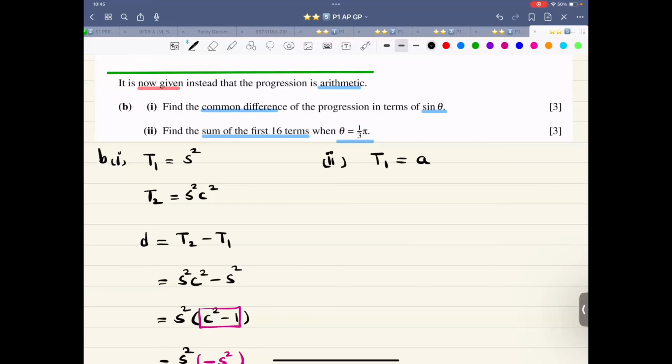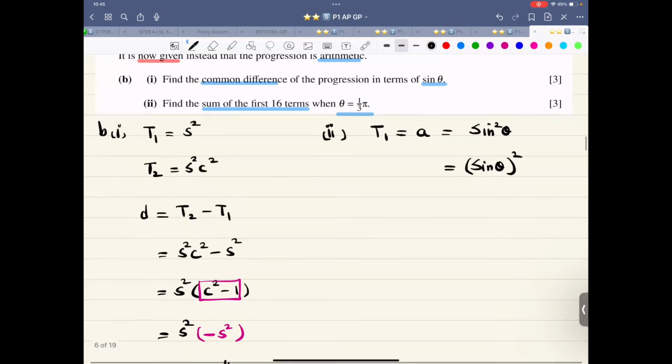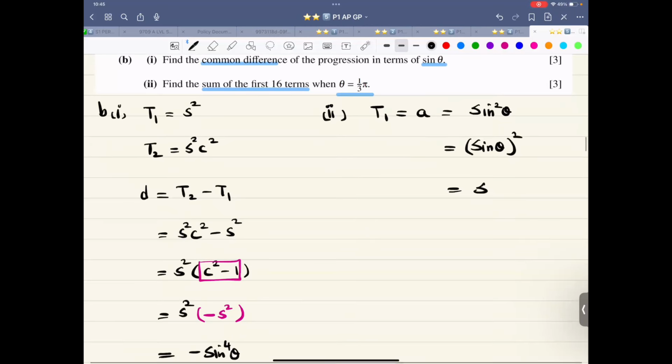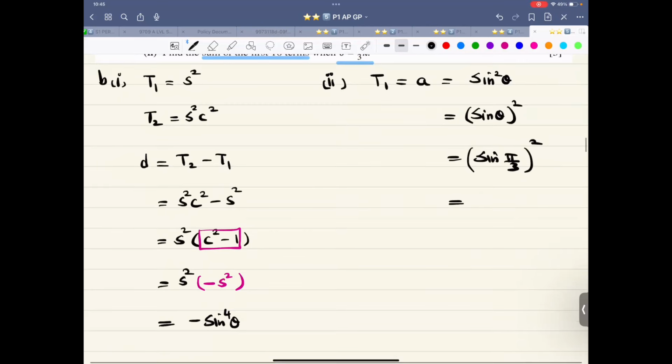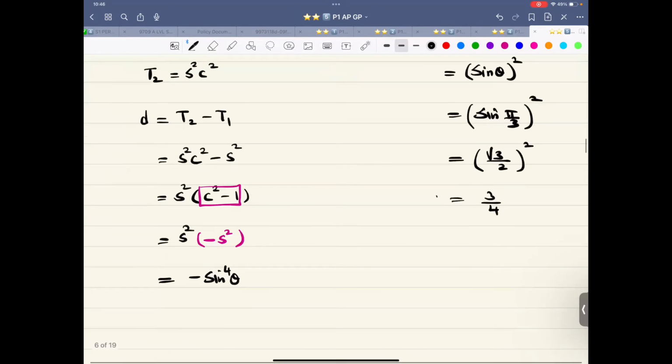T1, first term, that is sine square theta, which means sine theta, the whole thing square. Theta is pi by 3. This is sine pi by 3 whole square. That is root 3 over 2 whole square. That is 3 over 4. So the first term is 3/4.